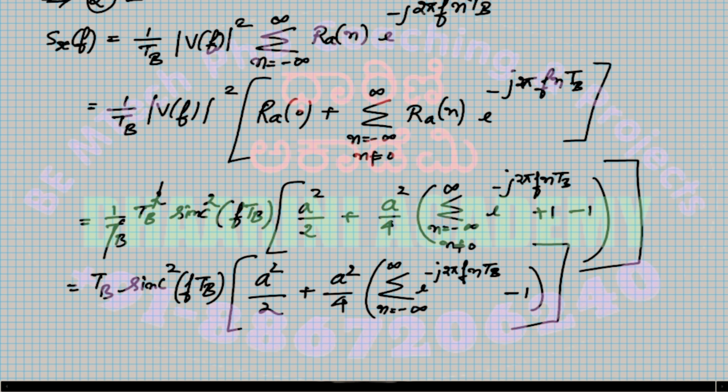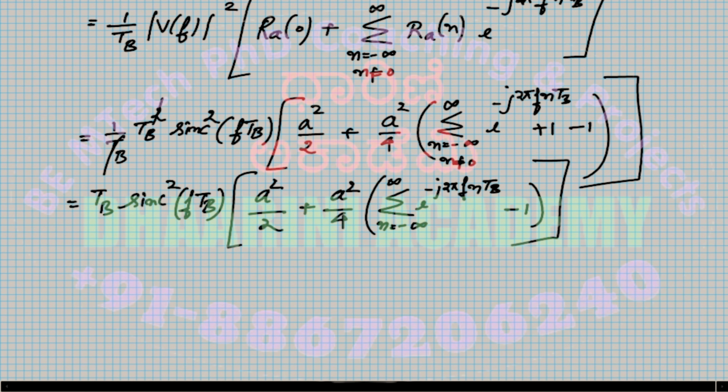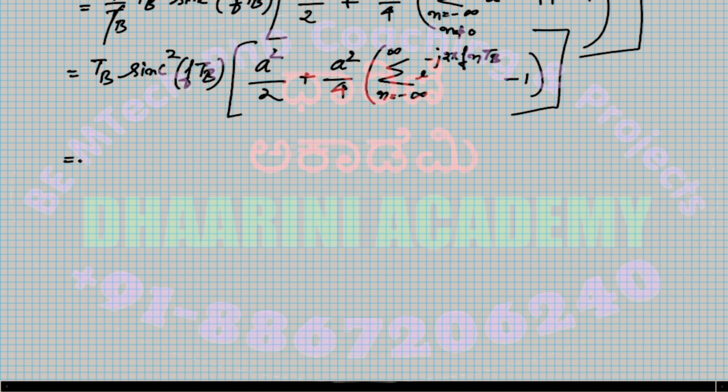All right. Yes. Now I can multiply and I can definitely try to simplify. So that is equal to, let's multiply. The first multiplication gives you a square into TB divided by 2 times sinc square of f TB. All right. What's the second multiplication? There is a minus 1 over there, isn't it? Can I try to simplify that? A square TB by 4.